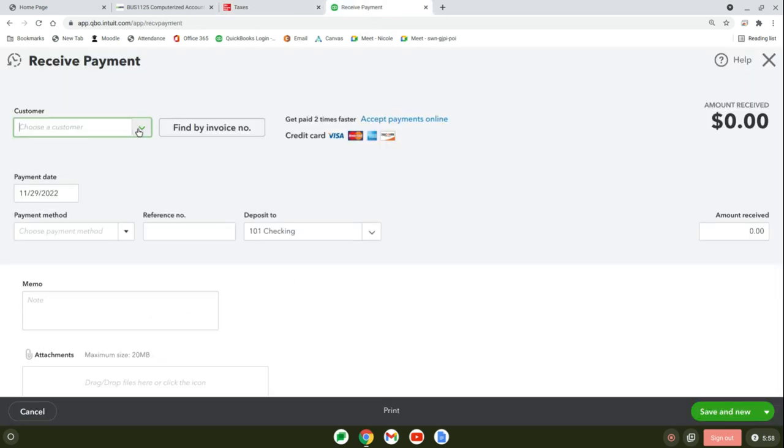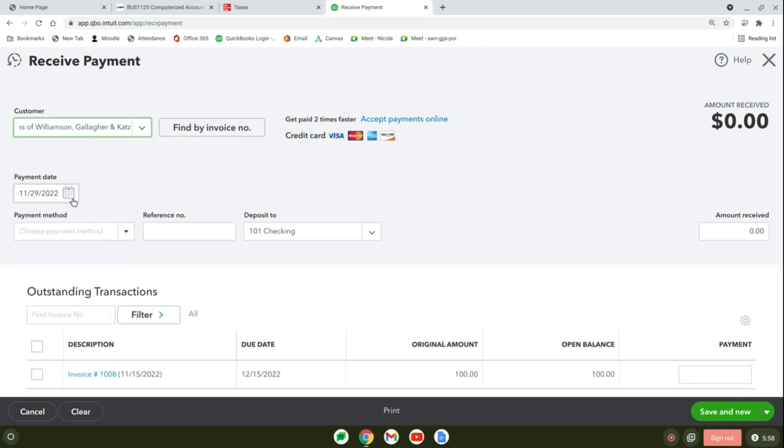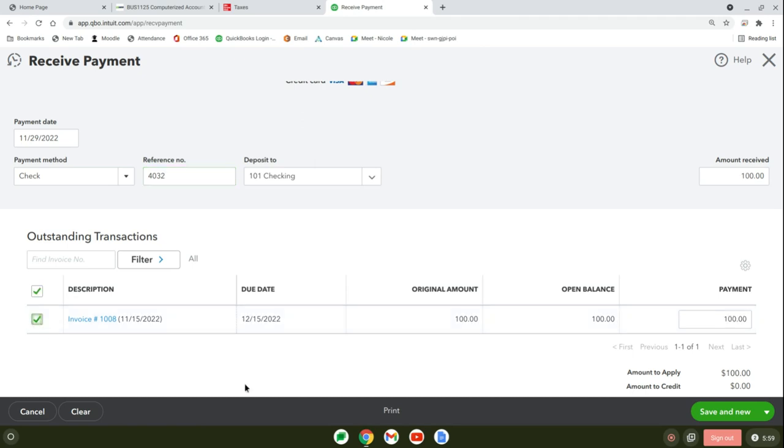So, Law Offices of Williamson, Gallagher, and it's 11/29. All of these are going to be the same date, so we don't have to change that. And it's check, and we said that the check number was 4032. And we're going to select invoice 1008 for $100, and we'll go save and new.